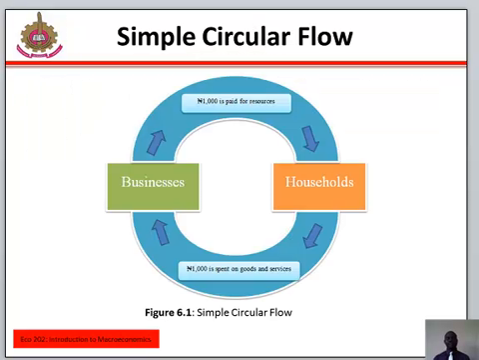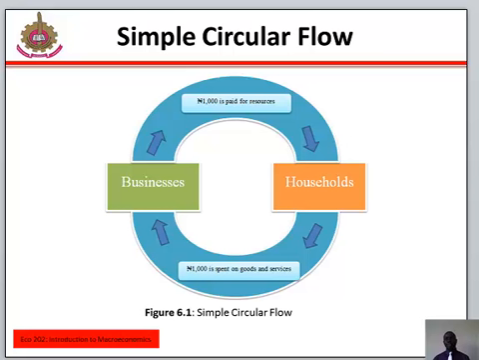This is a simple circular flow diagram. The diagram on the slide shows that when businesses produce output, they create income, which is the payment that must be paid to the providers of the various economic resources.